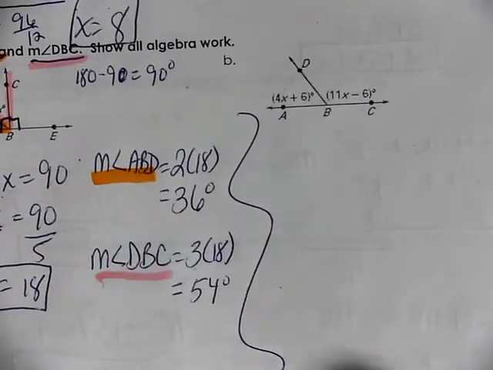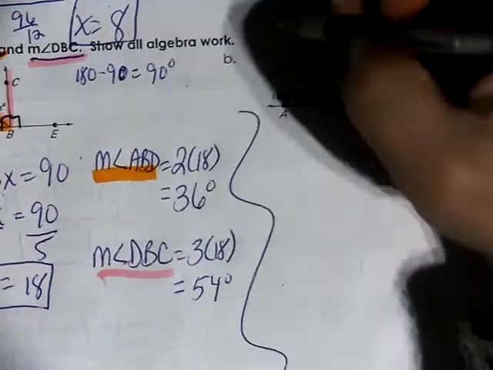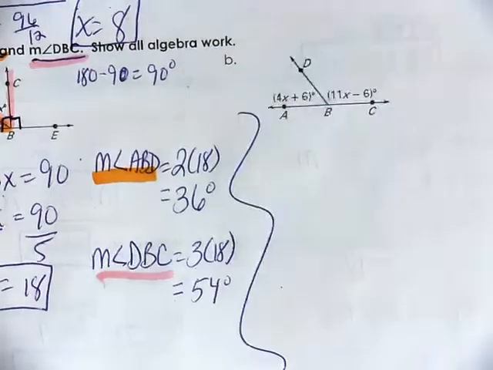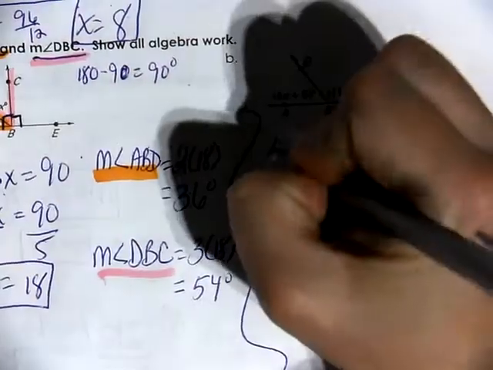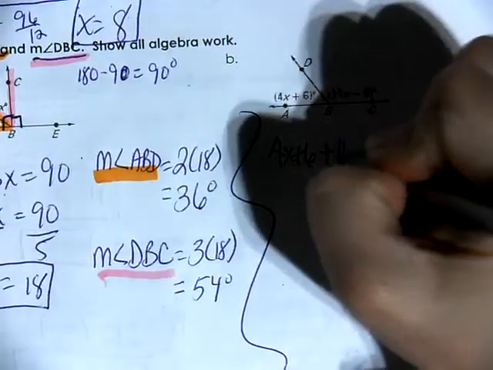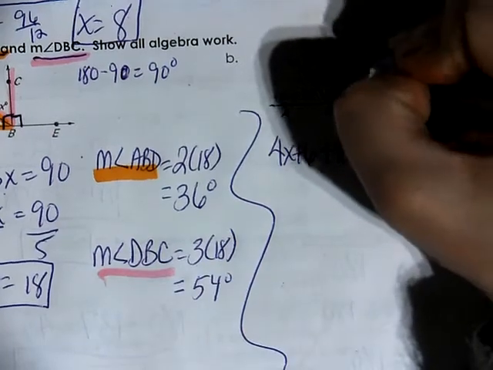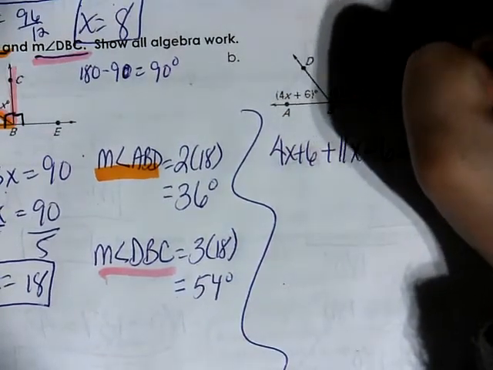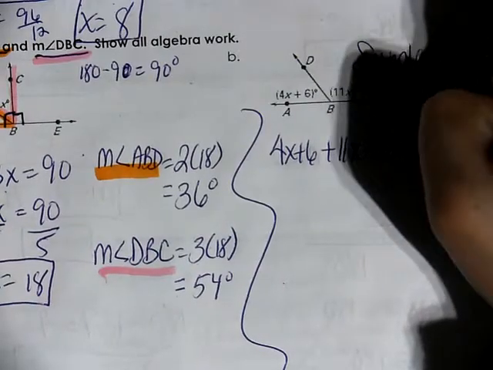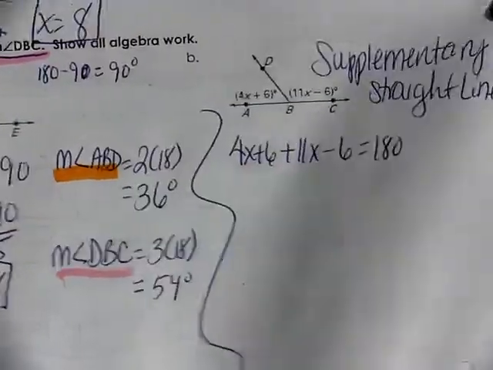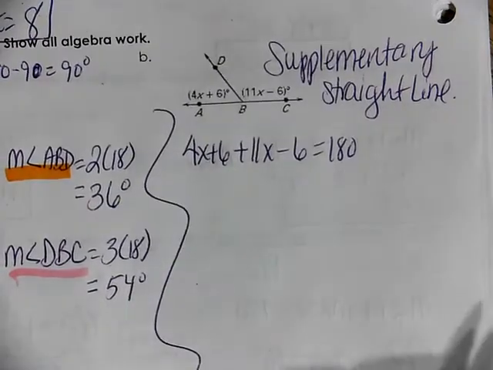Next, we're going to look at letter B. For letter B, these two angles are going to add to equal 180 degrees, and there are no symbols indicating that they were bisected, nothing like that. So what we do know is that 4x plus 6 plus 11x minus 6 is equal to 180. These two angles are supplementary angles because they are along a straight line. If you see a straight line, that indicates that they are supplementary and add to equal 180.